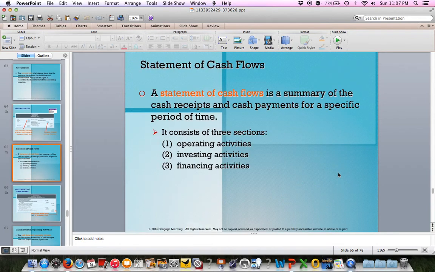And the statement of cash flows then basically just says for a particular time period, the month of November, month of December, whatever we're looking at, it basically says here's where all of our cash came from and here's where our cash went, organized into 3 categories of operating, investing, and financing. So it's a summary of sources and uses of cash organized into those 3 categories.